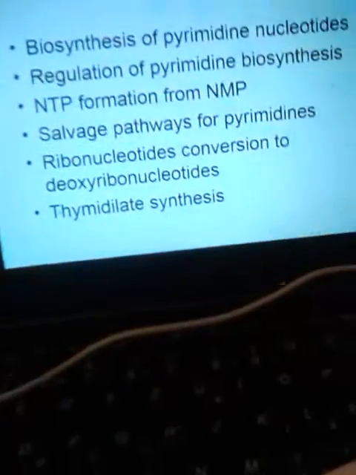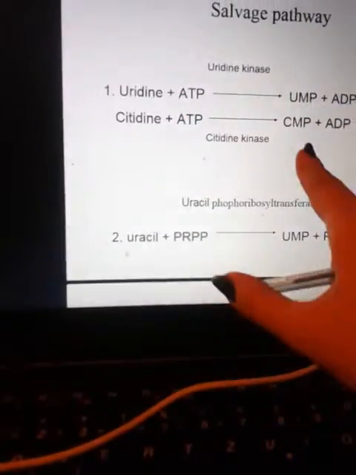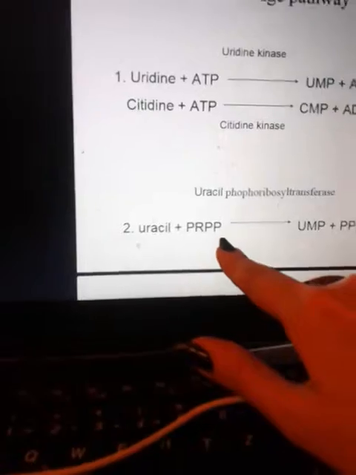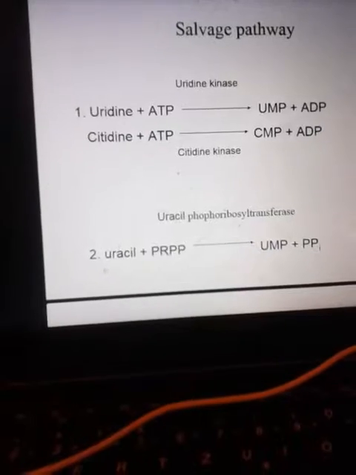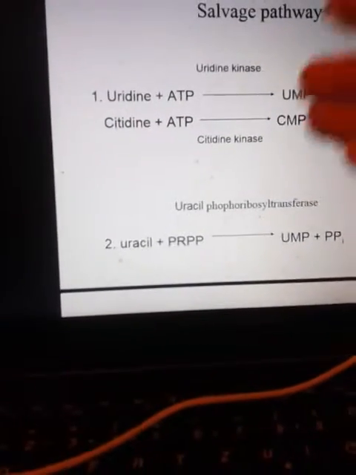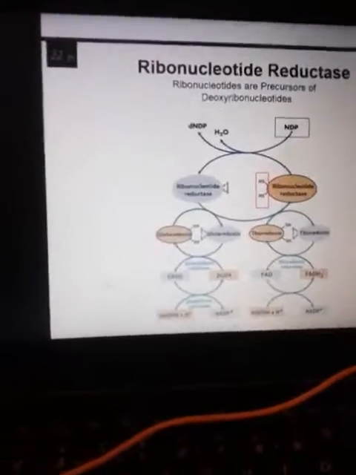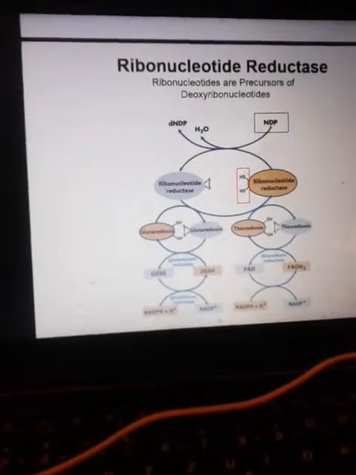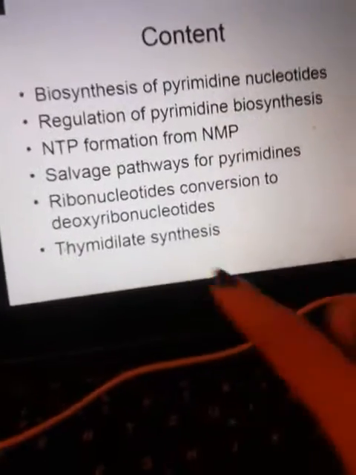Okay? Salvage pathway for pyrimidine. Salvage pathway for pyrimidine has two reactions. One: uridine and cytidine plus ATP produce UMP, CMP. Or uracil plus phosphoribosyl pyrophosphate, not ATP, produces UMP plus pyrophosphate. Here there is ATP, here there is PRPP. But the first one is the de novo pathway. This is a salvage pathway.